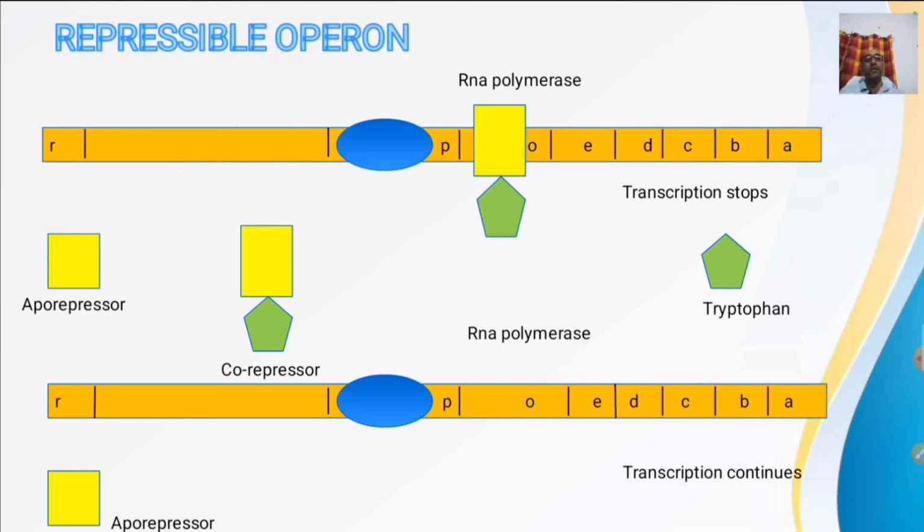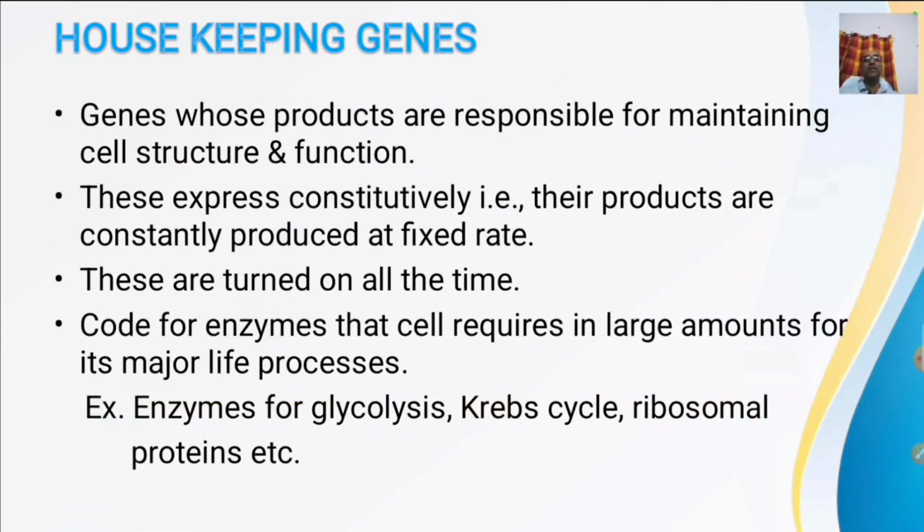You just remember that housekeeping genes are actually responsible for maintaining the cell structure and function. That means they continuously work. They do not have any regulation mechanism. But these express constitutively, that is, their products are constantly produced at a fixed rate. There is no regulation. They are turned on all the time. There is no switching off condition. They remain always in a switched on condition.